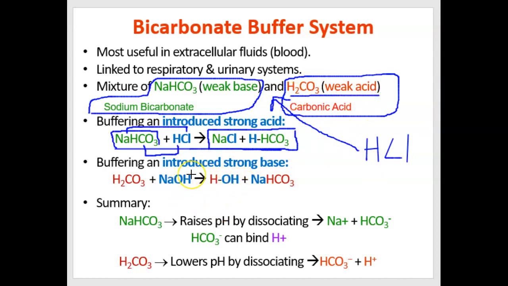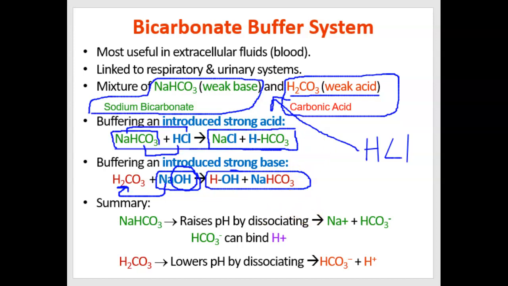If instead the buffer is trying to buffer a strong base like sodium hydroxide, then you will have the sodium binding to the HCO3, displacing a hydrogen ion, and the hydrogen ion will bind to the hydroxide to produce water. So the end result when the bicarbonate buffering system is exposed to a strong base is water and sodium bicarbonate.